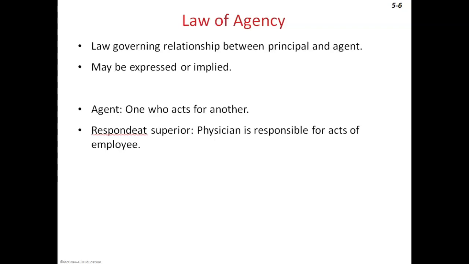The essential basis of the law of agency is that the employer, or principal, is always liable for the actions of their employee or agent. Even if the employer was not there when the event occurred, as long as his employee was acting within the scope of what they are supposed to be doing, they can be held responsible for the actions of their employee.